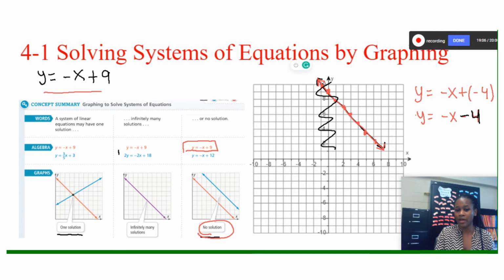And remember, this is your y-axis right here. So I'm going to start at my origin, 0, 0. I'm going to go down to negative 4. Remember, moving down is a negative situation. So I'm going to go down to negative 4, which is here.